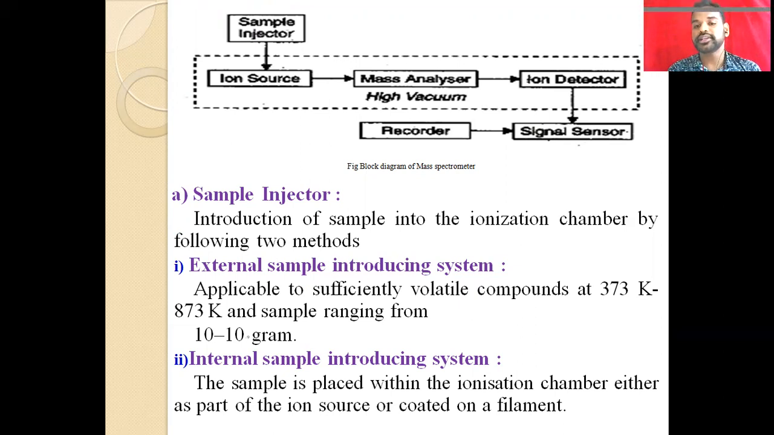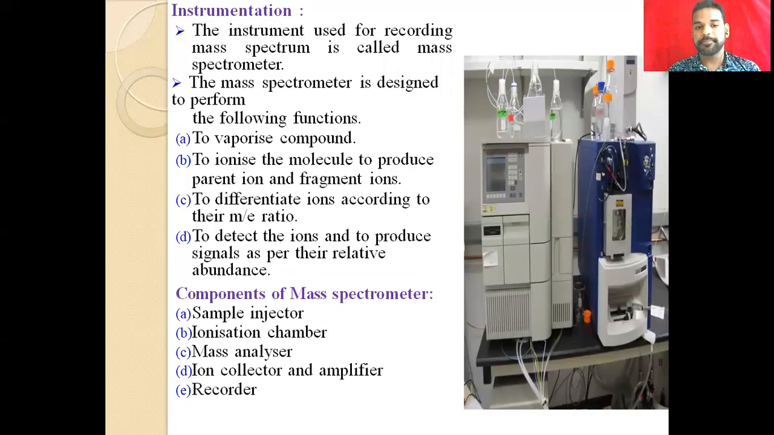Then the mass analyzer, where the real mass spectrometer analysis takes place. Then the ions are detected. The ion source produces ions from the sample, and then they are detected in the ion detector, and then the signal sensor. The detected ions are converted to a signal, and then it is recorded. So this is the block diagram, and this block diagram is enough for the exam.